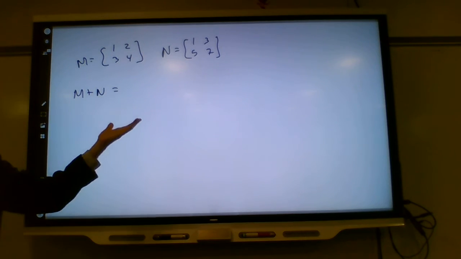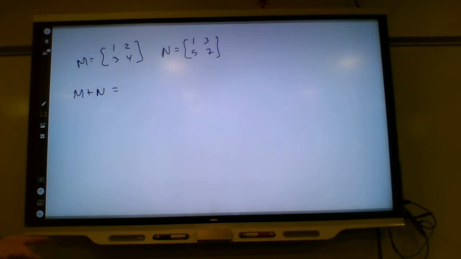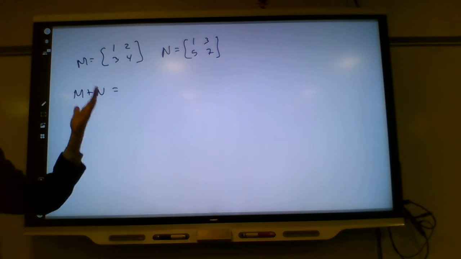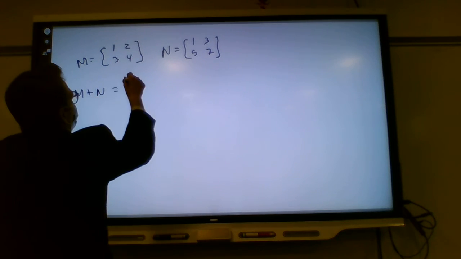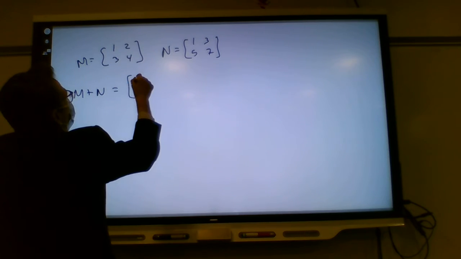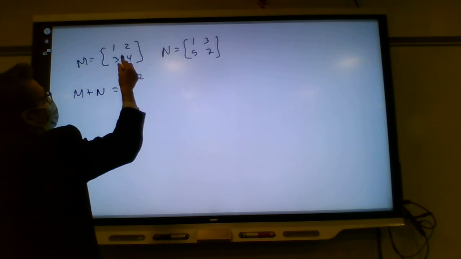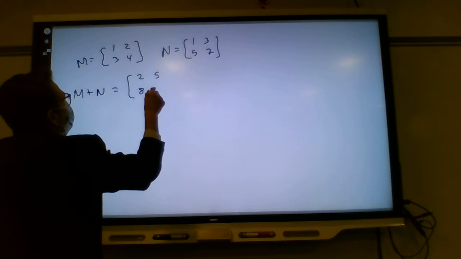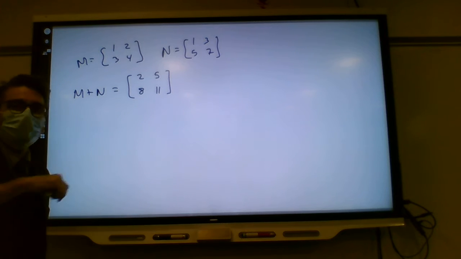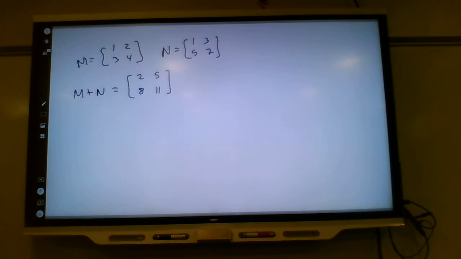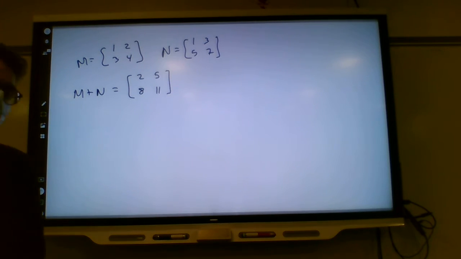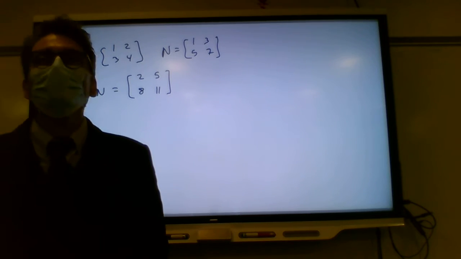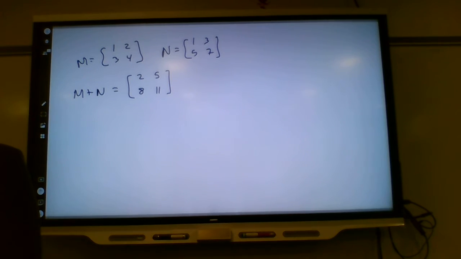So if we had never seen a matrix before, which we maybe haven't, what would we do if we wanted to add them? We would probably say, well, it probably makes sense to add the corresponding positions. And so what would we have? We would have 2, 5, 8, and 11. And that's exactly what we do. Right? To add 2 matrices, we add corresponding positions.